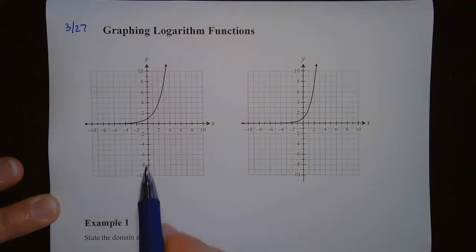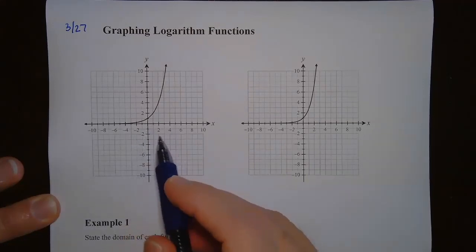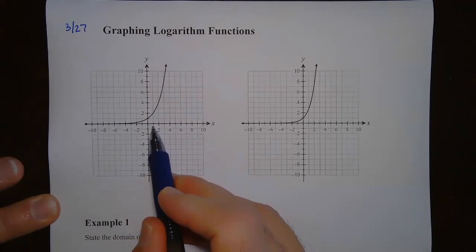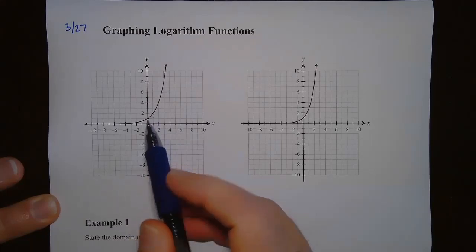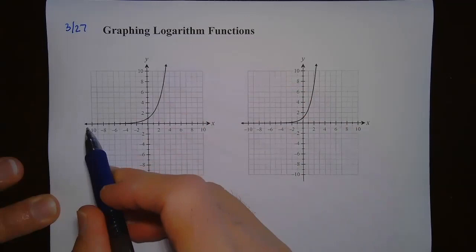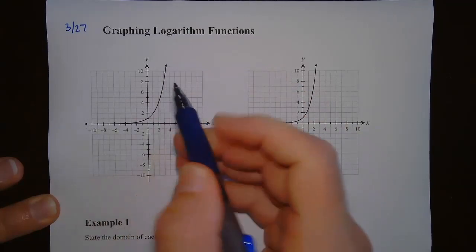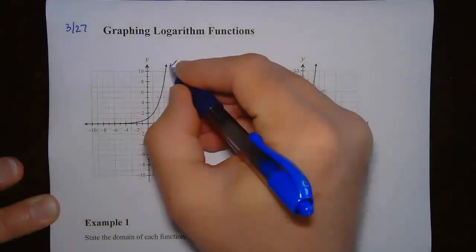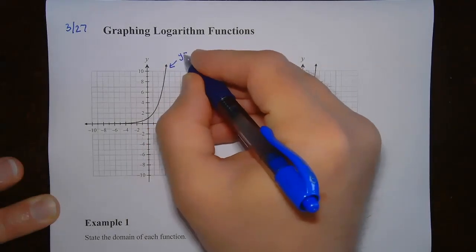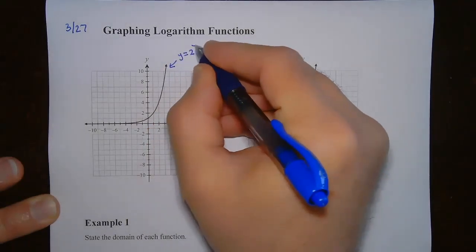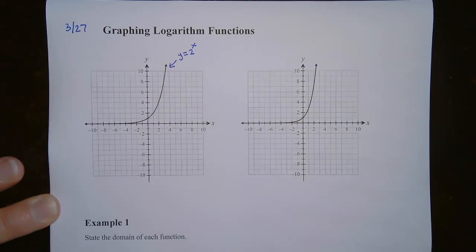All right, so this first graph, if you look at it, I noticed that at x equals 1, it's 2, right? So that's telling me, and we know by the shape of this that that's an exponential. So this is the graph of y equals 2 raised to the x power, okay?